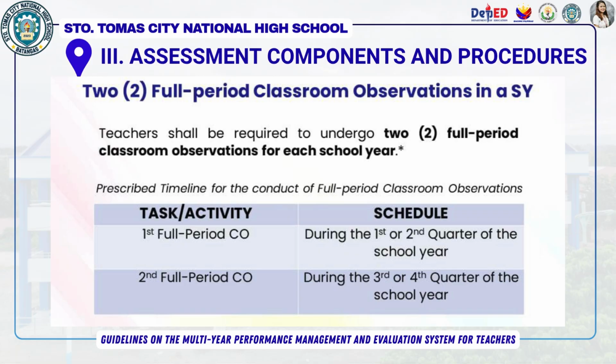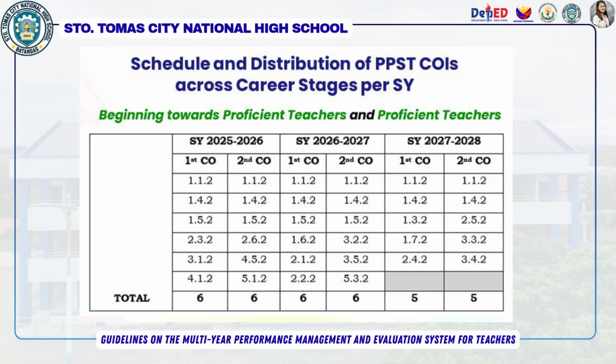Now for the formal rated component. You are required to undergo 2 full-period classroom observations each school year. These observations directly assess your COIs and contribute to your final rating. The first full-period classroom observation is scheduled during the first or second quarter of the school year, while the second full-period CO is during the third or fourth quarter of the school year. This timeline is deliberately spread out to give you time to implement the feedback from the first observation.